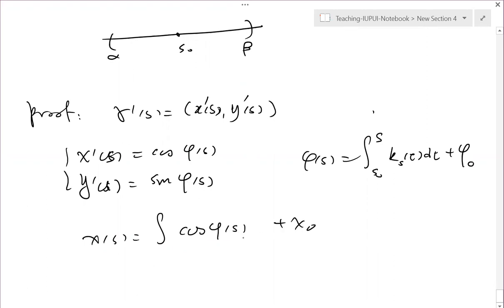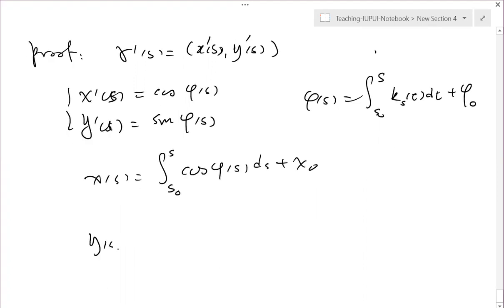Okay, and plus this. Okay, you can use some labels, okay? And the YS is going to be similar. So you can uniquely express the components in terms of the curvature. Although there are two integrals involved, that's what it is, right? So you can uniquely determine the curve.